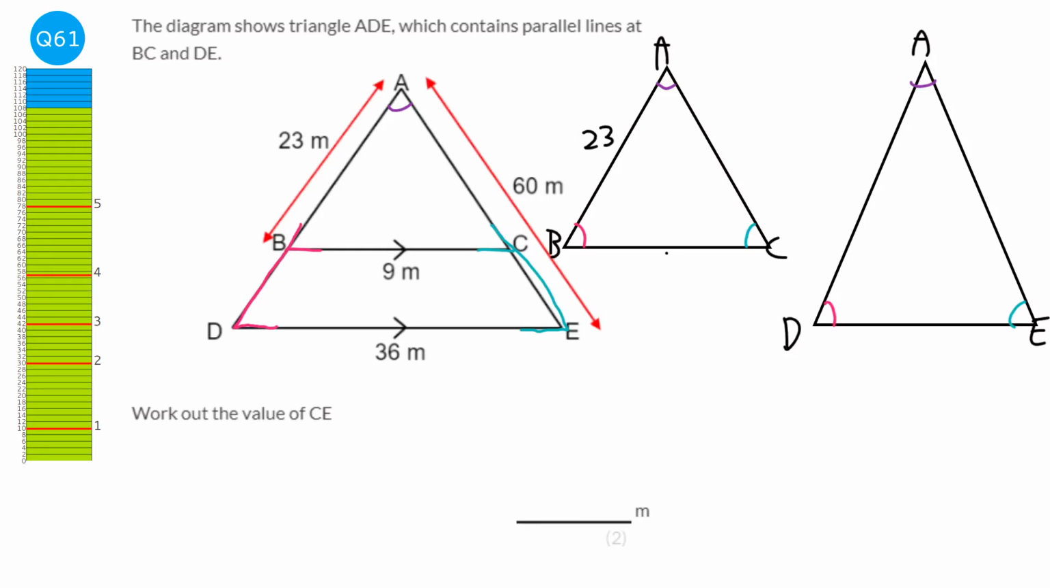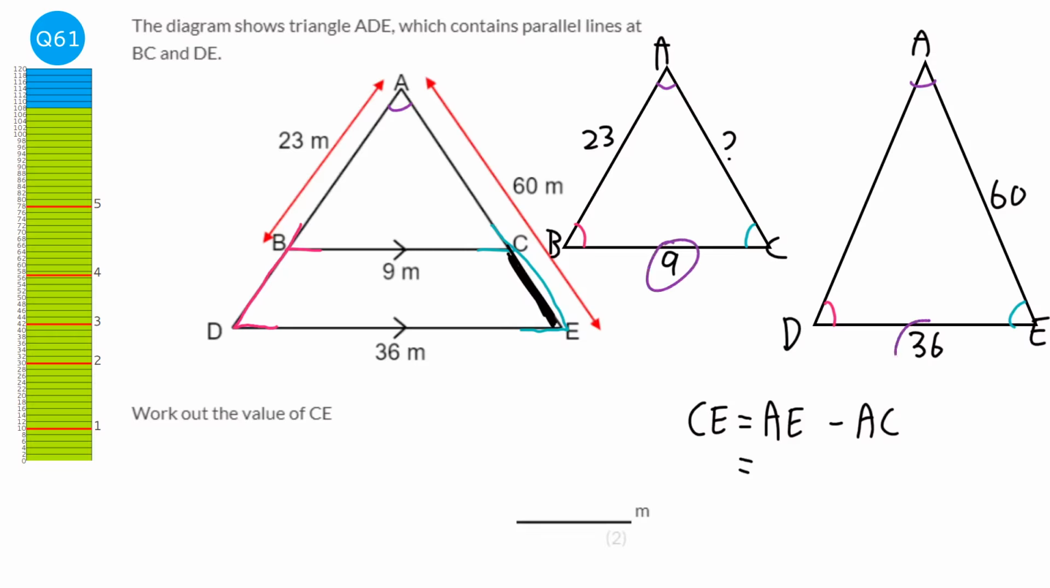I'm just going to put on the lengths that we've got. Now we're looking for quite a complicated one. We're looking for the length CE, which is this one here. I can't actually label that onto my two triangles, but what I do know is that CE is equal to AE minus AC. We know what AE is, which is 60. So we just need to find out what AC is, this one here. And when we find out what AC is, we can just take them away to work out what the CE is.